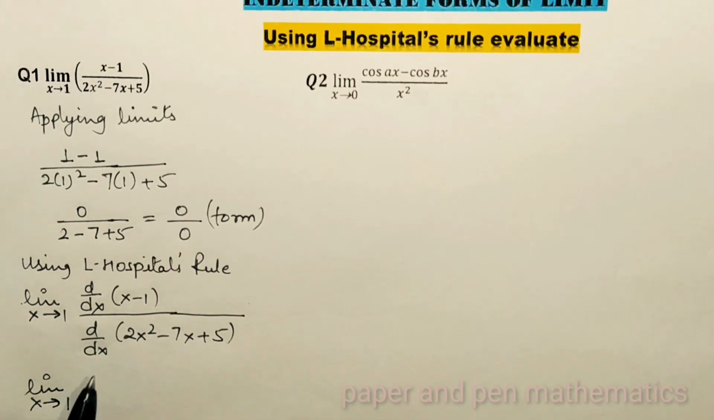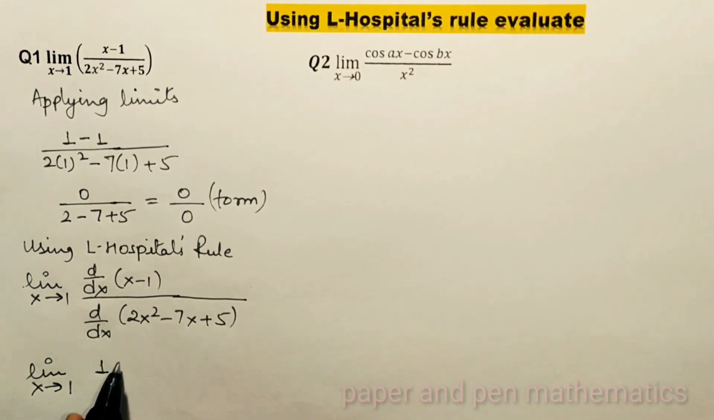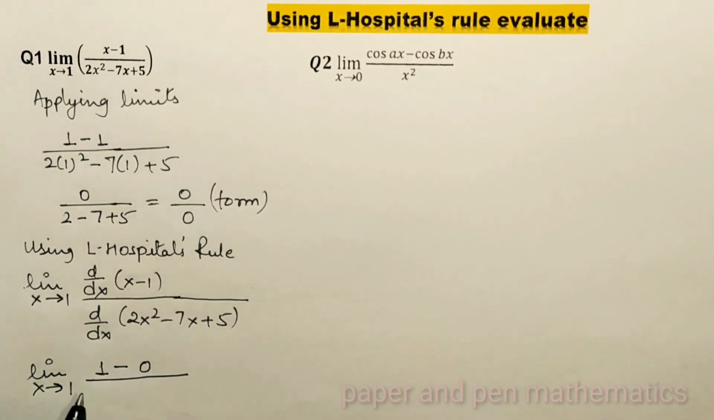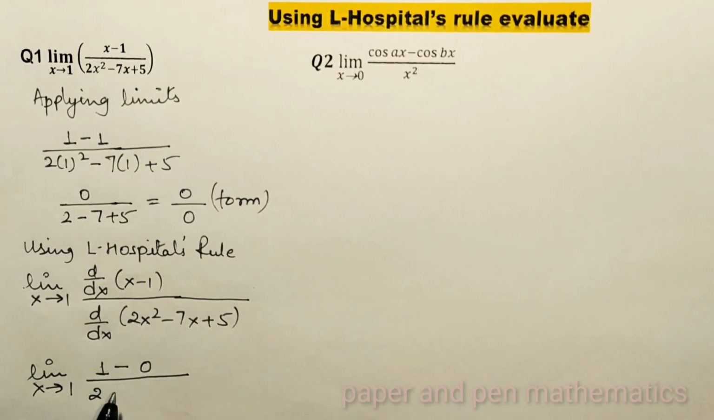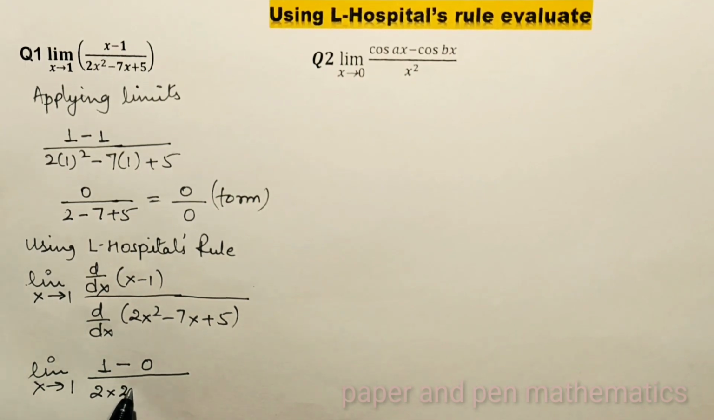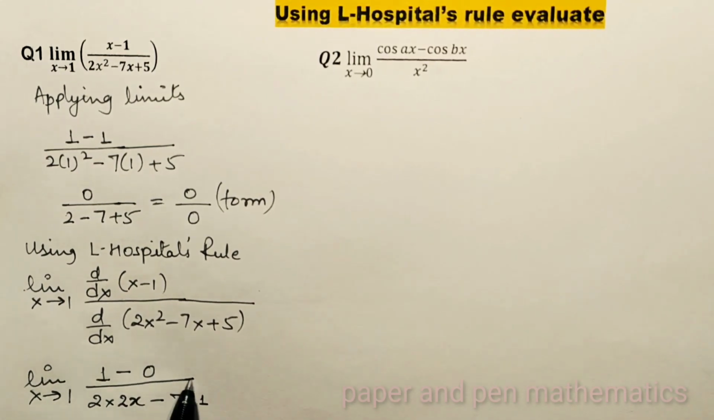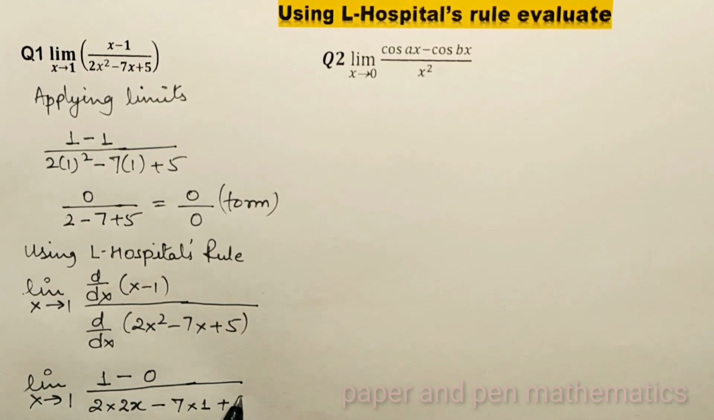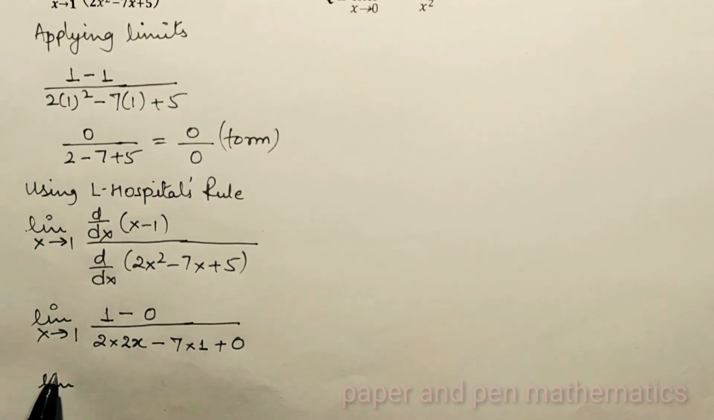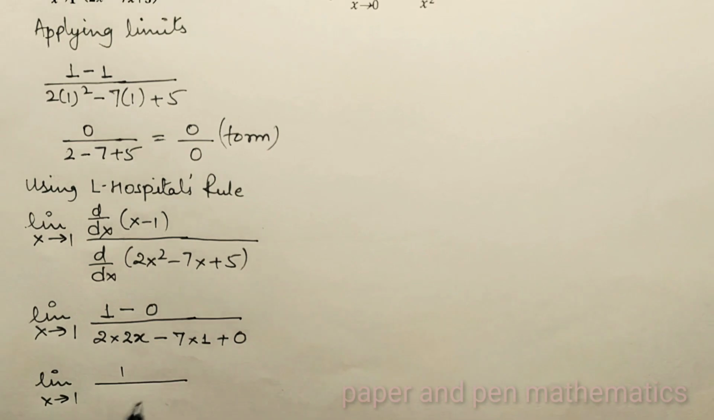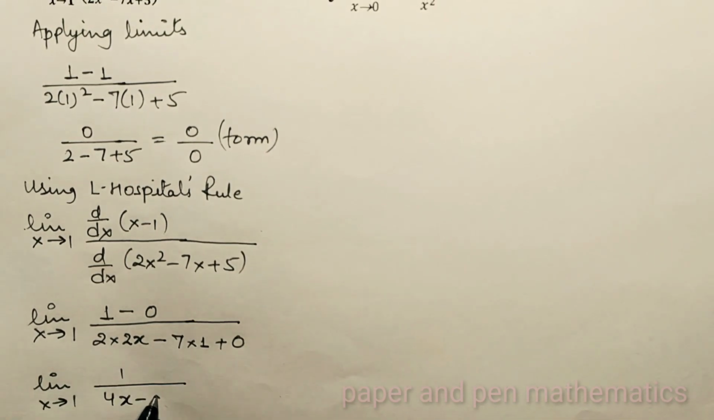Limit x tending to 1. Differentiation of x is 1 and differentiation of a constant is 0, whole divided by 2 times differentiation of x square, which is 2x, minus 7. Differentiation of x will be 1 and differentiation of constant is 0. So we have got limit x tending to 1, 1 upon 2 twos are 4x minus 7.